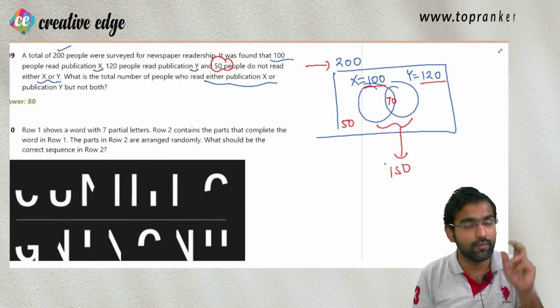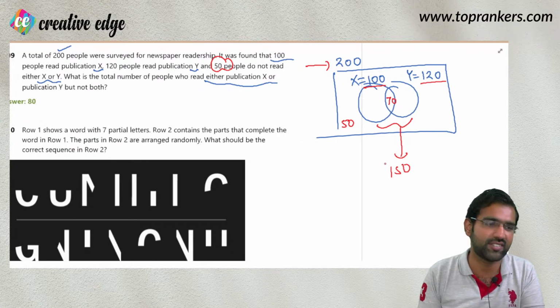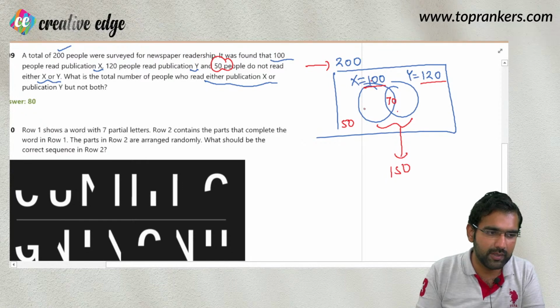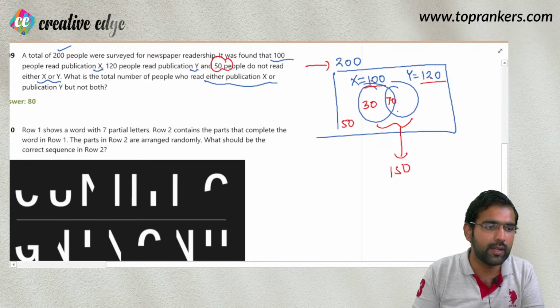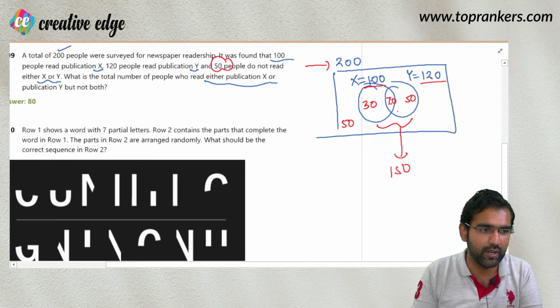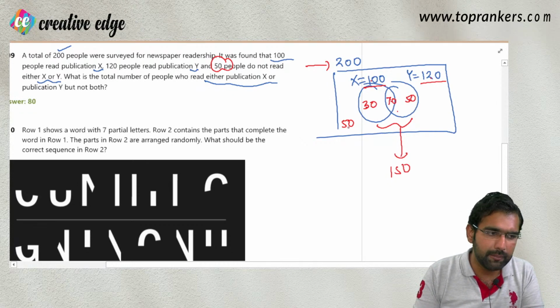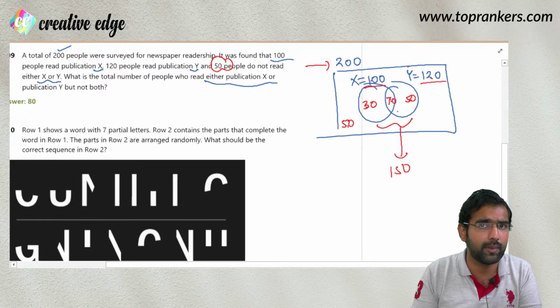आप इसे सेट थ्योरी यानी फॉर्मूले से भी निकाल सकते हैं. वह नया तरीका बहुत स्टैंडर्ड सा तरीका है which we have taught to all our students. 100 minus 70 should be 30, which is only X. 120 minus 70 is 50, which is only Y. I hope you're realizing 70 plus 30, 100. 100 plus 50, 150. 150 plus 50 is 200. So I have adjusted all the people in this Venn diagram.